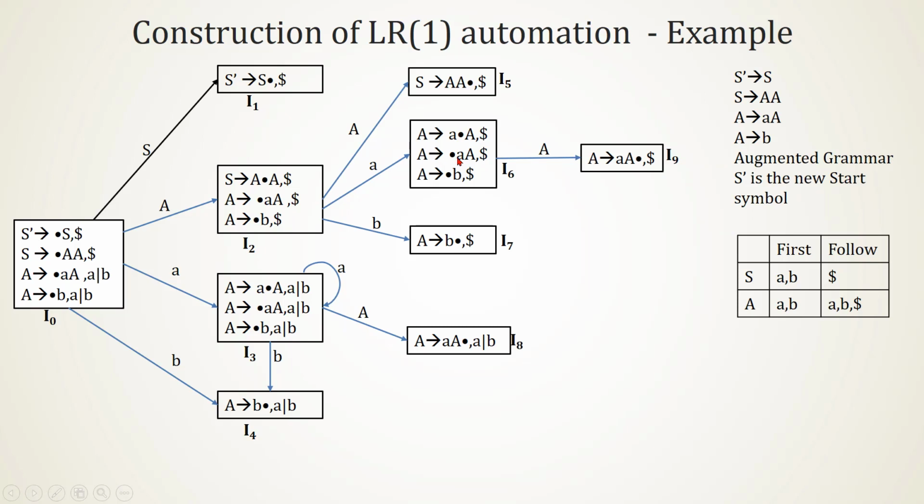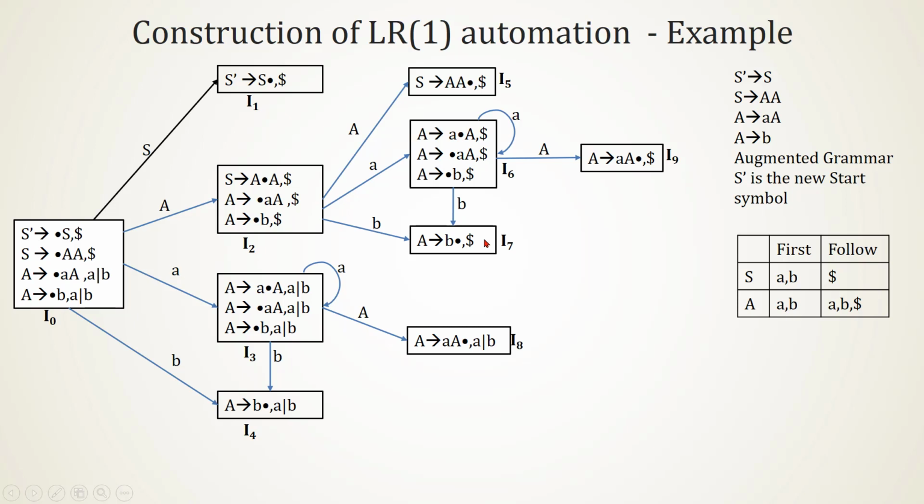Another transition is based on small a. On small a, it will give A derives a dot A, comma, dollar. If you examine it closely, it is a self transition, so I have added a directed arrow here. One more transition is possible based on dot b. It will be A derives b dot, comma, dollar. So there will be a directed line from I6 to I7 on B. No more transitions are possible in I6.